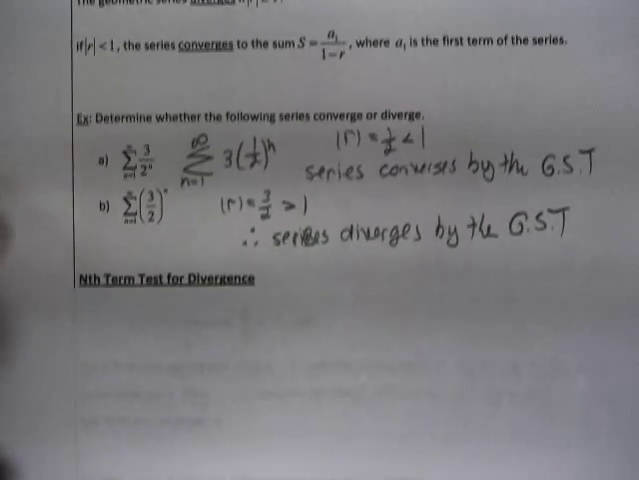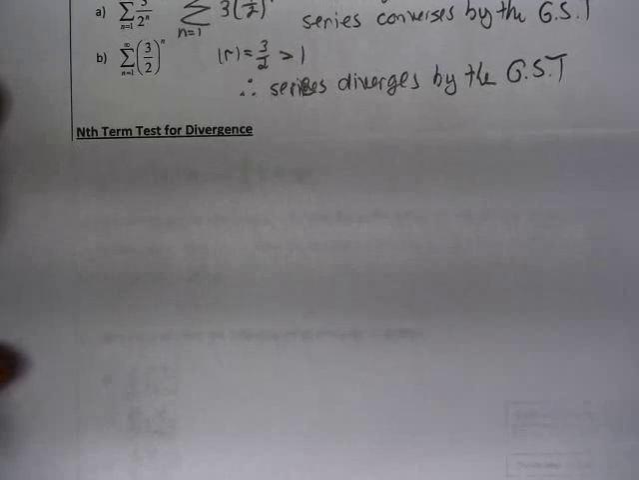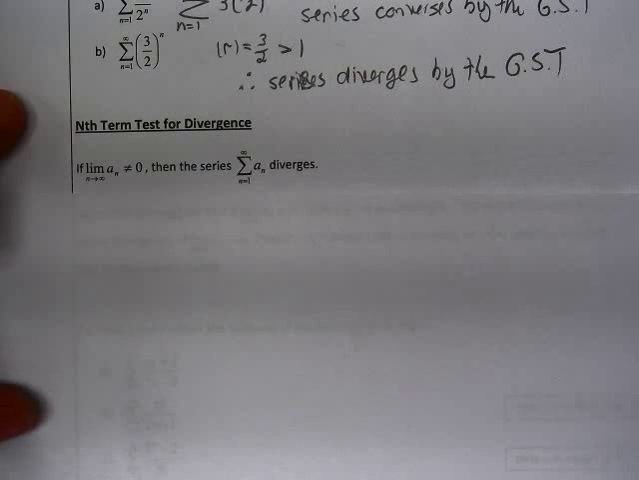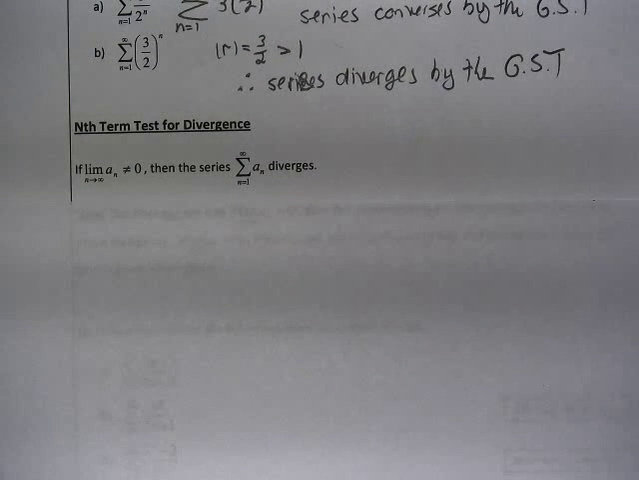Right. Another test that we're going to talk about is called the nth term test for divergence. This one's a little bit more nuanced. All right, so this says that if the limit of the terms themselves, not the partial sums, but the terms themselves, do not equal 0, then the series diverges.